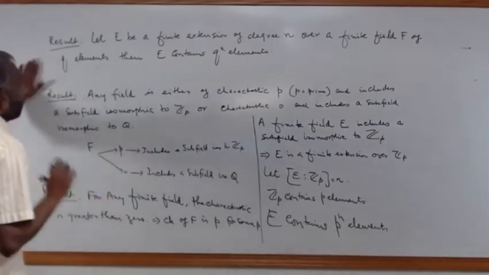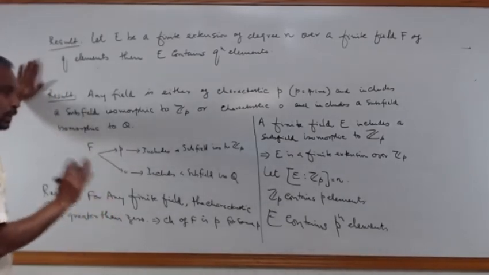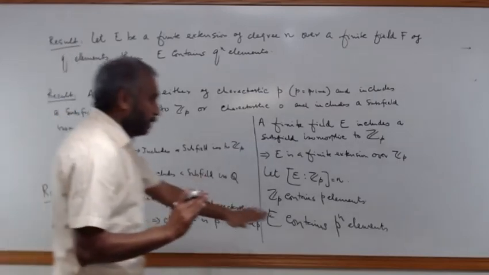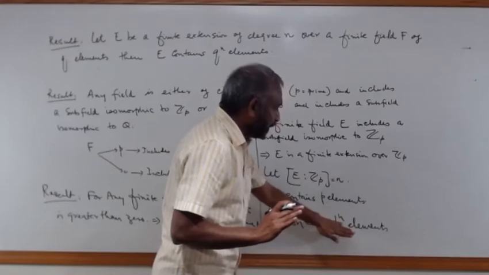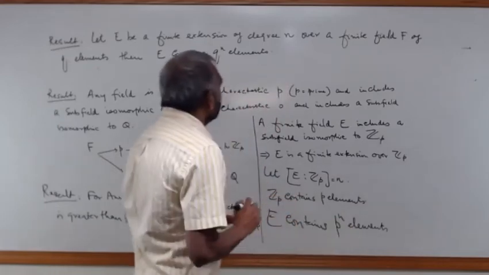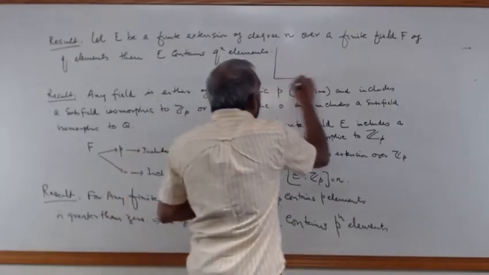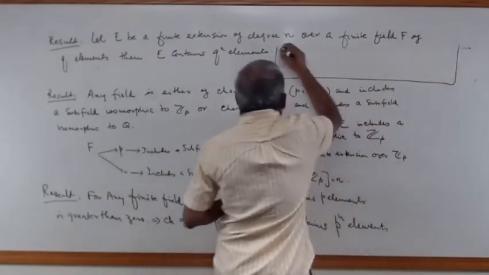So if it is a finite field, it has to contain p to the power of n elements for some prime p and for some positive integer n. Now we'll answer our first question.